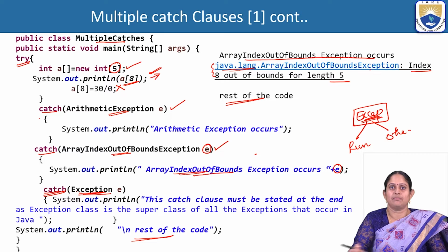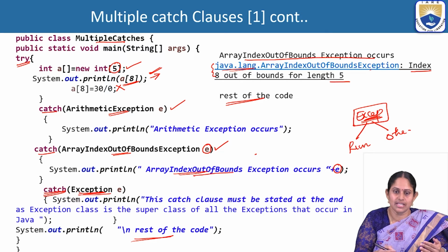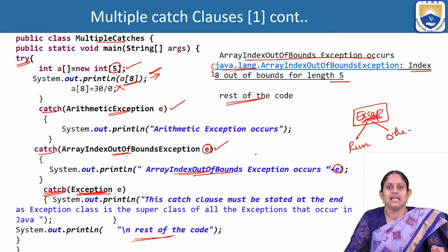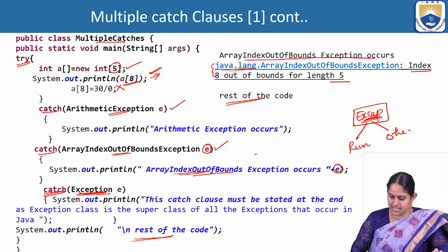So in our example, we had 3 catch statements, of which the last catch statement should be the one using the Exception superclass. If we are having a catch statement with the superclass Exception, then it has to be kept as the last catch statement.